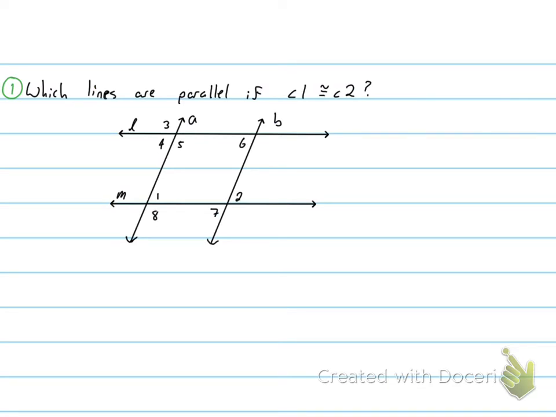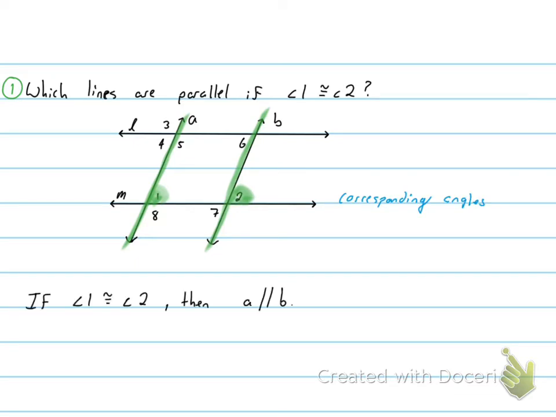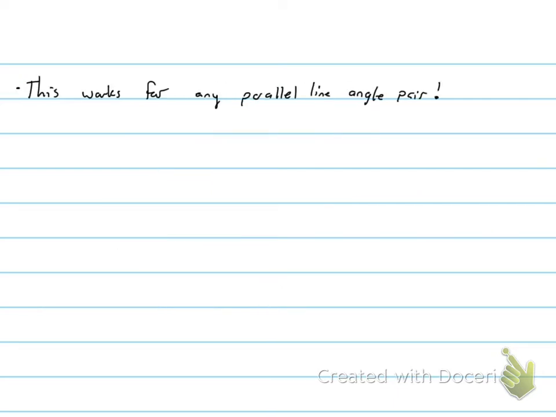So in example number 1, I'm looking at this diagram and I want to know which lines are parallel if angle 1 is congruent to angle 2. So I'm going to highlight angle 1 and angle 2, and I would see that those would be corresponding angles if A and B are parallel. So I have corresponding angles, and I would say that if those are congruent, then line A is parallel to line B. And this works for any parallel line angle pair.